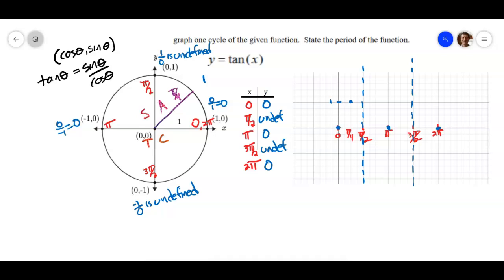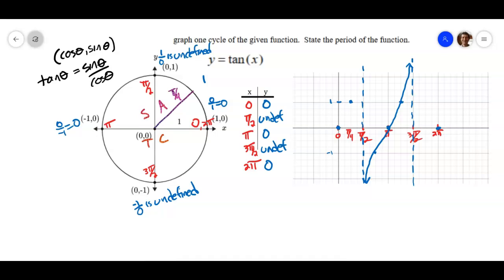So it goes from negative to 0 to positive, then back to negative, 0, and then positive. So it's going from negative to 0 to positive. Negative, and it's actually going through at -1, 0 to positive. And that is one cycle of the tangent.